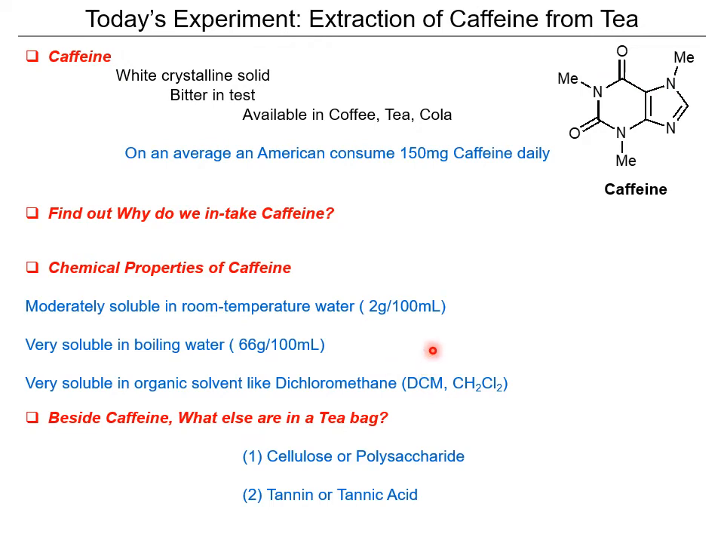This is a pretty polar compound, and DCM is also very polar. But the thing is, with tea bags, there's a lot of other stuff in them too, right? You have things like cellulose, polysaccharides, tannin, or tannic acid. So you might want to find out how to separate these from the caffeine. And this is what will be discussed in this lecture.